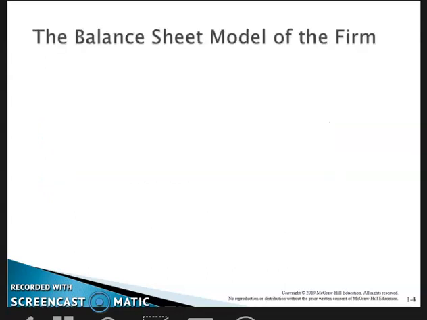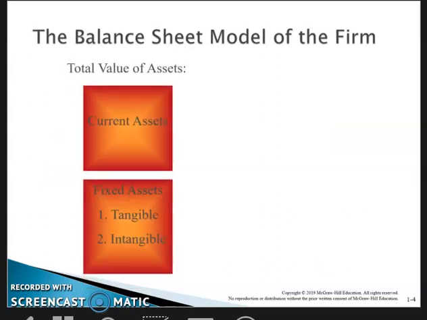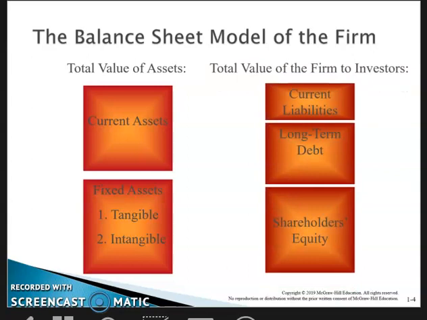So, balance sheet model of the firm. The left side is the total value of assets. Just like the left side of a balance sheet, we have current assets, and then we have fixed assets. Those added together would be total assets. The right side of the balance sheet is the sources of funds. So we have liabilities, the current liabilities, long-term debt, and then shareholder equity.